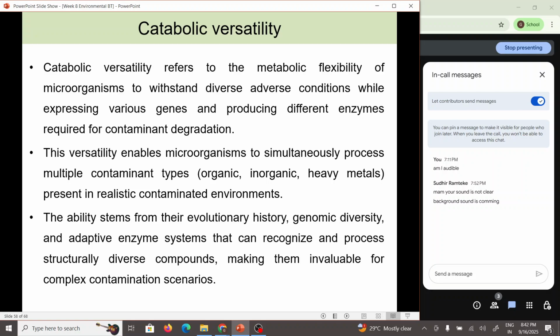This versatility enables the microorganism to simultaneously process multiple contaminant types present in a realistic contaminated environment. So it is giving it a broad spectrum of degradation. The ability stems from their evolutionary history, genomic diversity, and adaptive enzyme systems that can recognize and process structurally diverse compounds, making them invaluable for complex contamination scenarios.